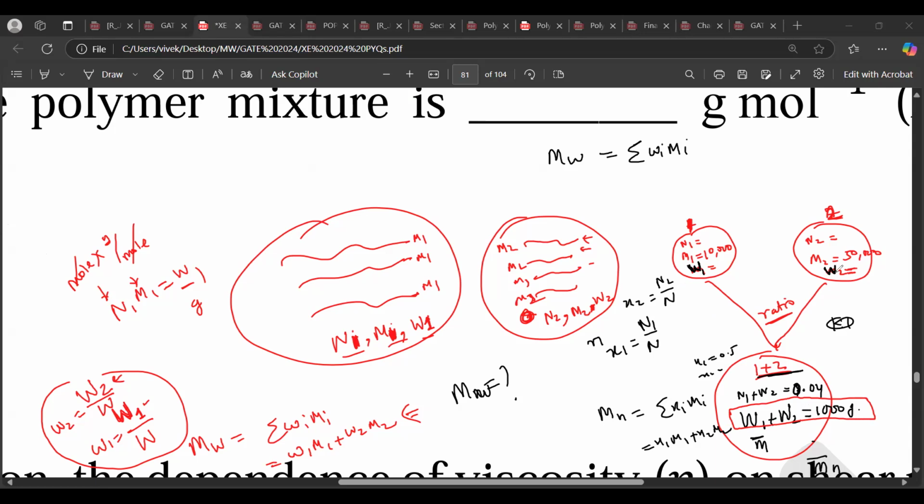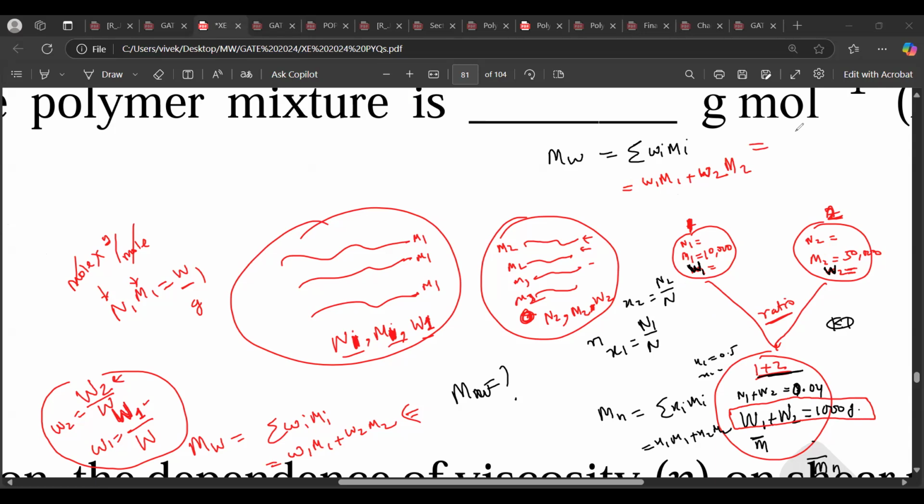If I know W2, I can divide W2 by the total and get the fraction. That is W1 by M1 plus W2 by M2. Why? Because M1 and M2 I already know. I just need to know W1 and W2. That is one formula. Another formula, I don't think that will help.